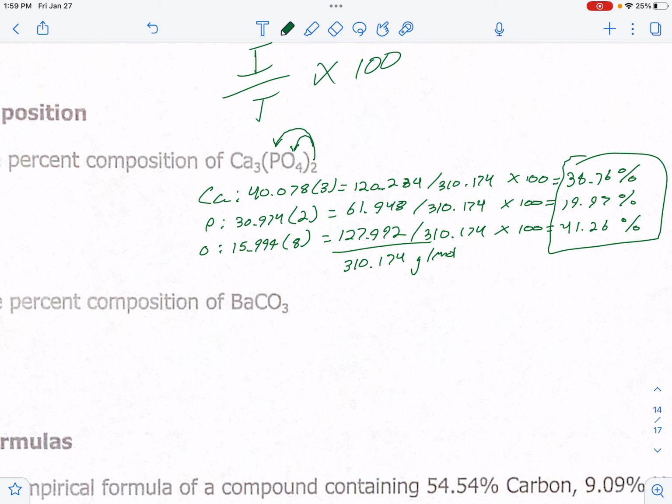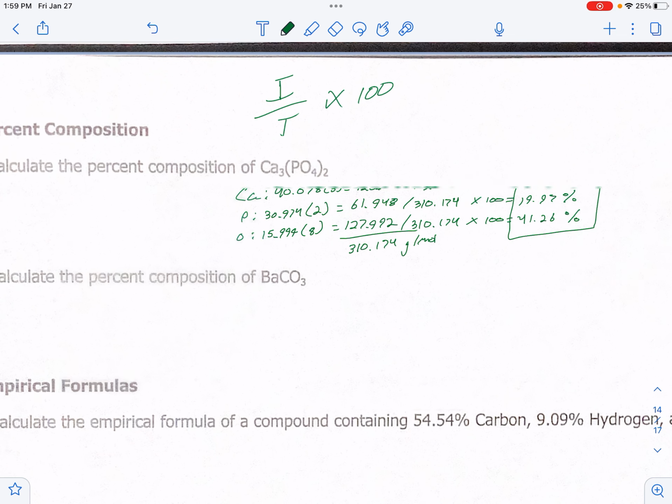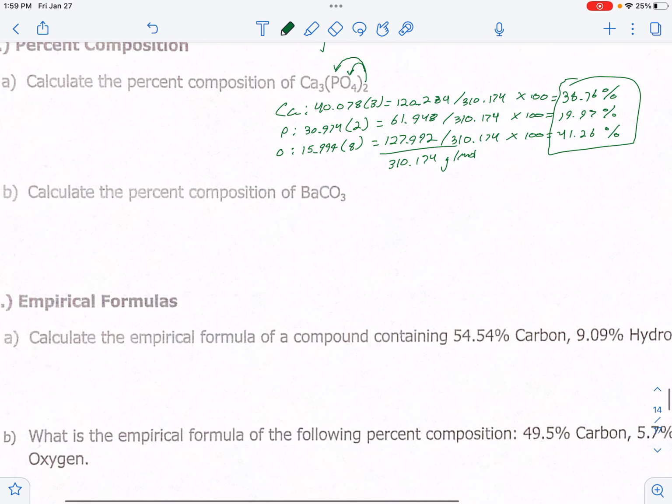Okay, so that is it. That's your answers right there. If you wanted to make sure you're correct, technically if you added up those percentages, you should get pretty close to 100. Now, you may not get a perfect 100 because you rounded, but it should be pretty close. So that's how you do percent composition. I'll just do that one, and then we'll move on to the next.